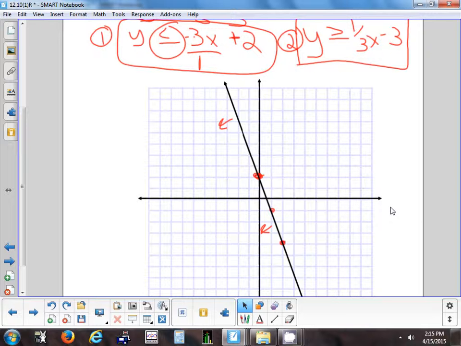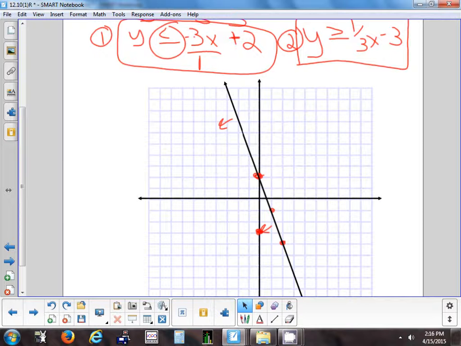Now, next. KJ, my inequality 2 here. Where am I going to start? I'm calling this the second one so we can tell them apart. -3 where? On the y-axis. 1, 2, 3. All right, good. -3. From there, Justin, where am I going? You can do this.